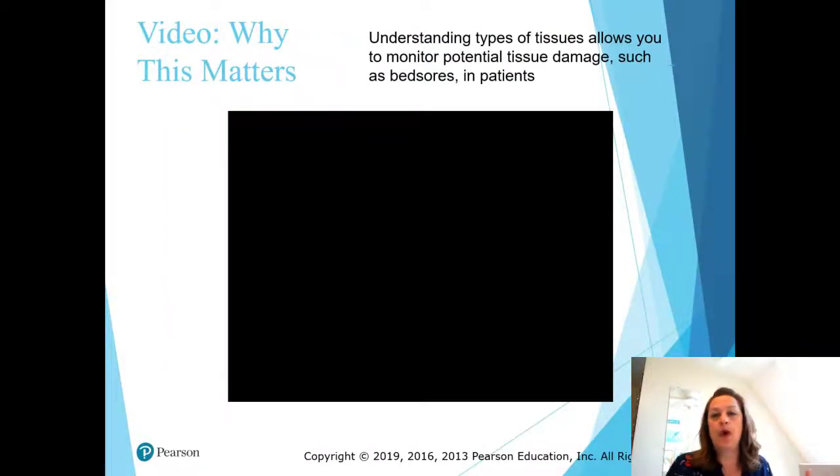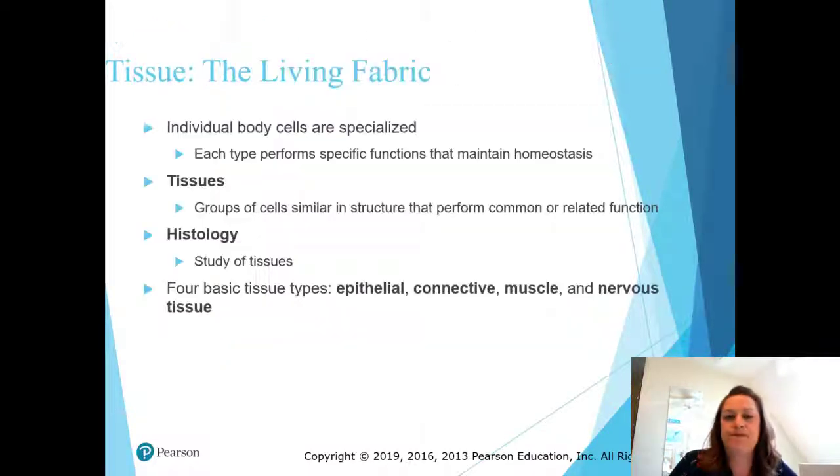So again, why this matters is a video that you can open up and view either here or by accessing Mastering. And what we want to do is talk about tissues and discuss why we need to know them, right? What do we need to know about the tissue that gives us an idea about the function of the organ, etc. So tissues are called the living fabric, like how the organs are put together, how the bodies are put together.